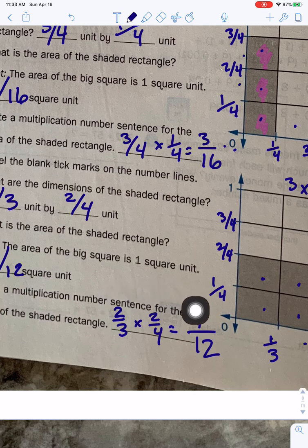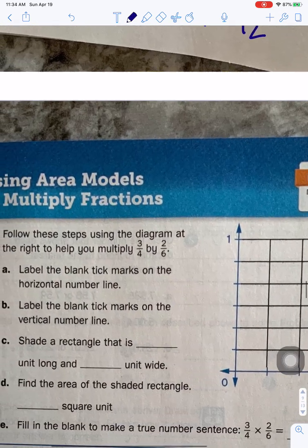Now notice here, this is going to be our shortcut for multiplication. 2 times 2 is 4. 3 times 4 is 12. We're going to get to that tomorrow. Okay, go to the next page now.